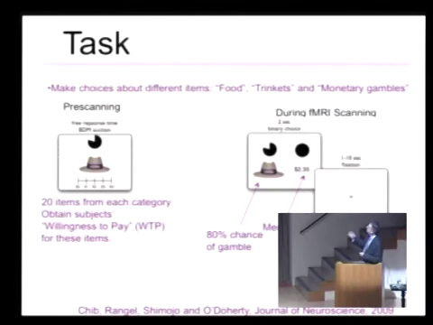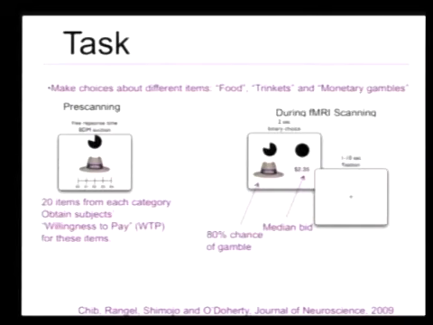Okay, so the basic idea is that they see these items, and they're given a certain amount of money on each trial. They're given $4, and they can use some of that money to purchase the item. Okay, and basically what that purchase amount tells you is how much they like that item, because they would be prepared to give more money for an item they like versus an item they don't like.